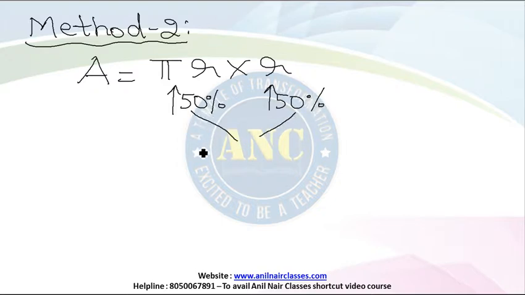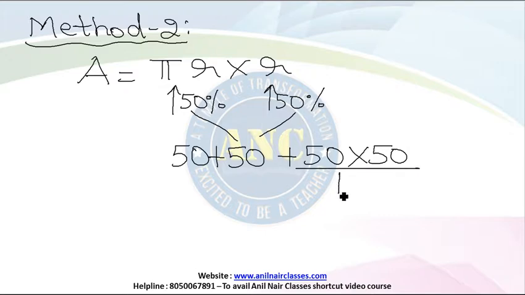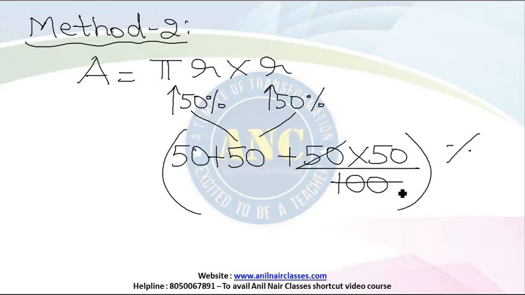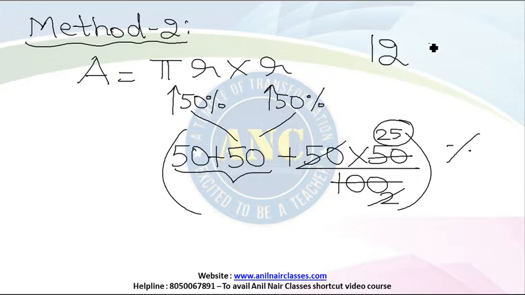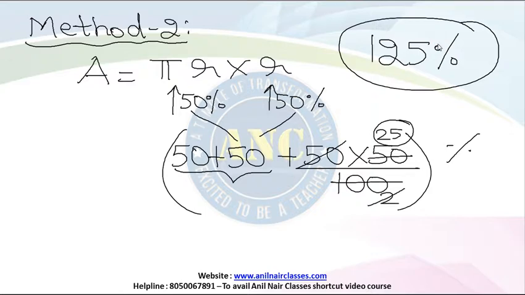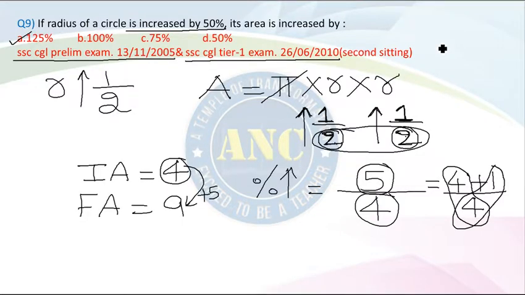Whenever there are 2 percentage changes, apply successive percent. A plus b is 50 plus 50. A into b is 50 into 50 divided by 100 percentage. If I further simplify, this is 50 into 1, 50 into 2. 2 into 1, 2 into 25. 100 plus 25. It is finally 125 percentage. The same 125 percentage is what I got in method 1 also in this problem, without using any formula, without taking it as 100 and without using any variables also.